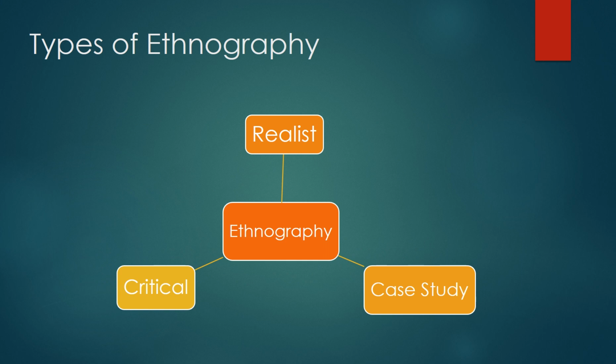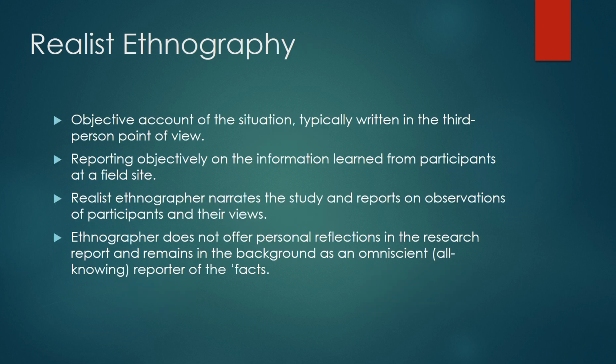So we have 3 types of ethnography, right? One is realist, giving an objective account of the situation, typically written in the third person point of view, right? Which means even though you are immersing yourself in the data, you don't want to be influenced by the happenings. So it's like describing exactly what is happening, objectively, based on the information learned from the participant, right? So there's no cultural interpretation in that sense. There are no interpretations beyond what is said and practiced in that context, in that environment.